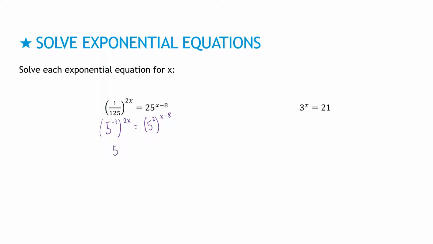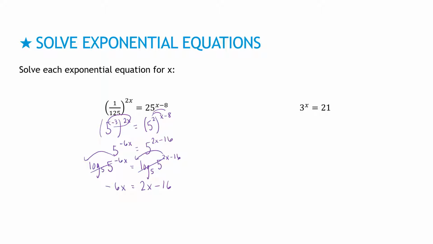Then I'm going to write 5 to the negative 6x, because I'm going to multiply these two, and 5 to the 2x minus 16. So I could write it as 2 times the quantity of x minus 8, but you might as well distribute. We know from here we have a common base, so I'm taking log base 5 of 5 to the negative 6x, log base 5 of 5 to the 2x minus 16, and I get negative 6x equals 2x minus 16, because those log base 5 of 5s turn into 1s, and our exponents come out front.